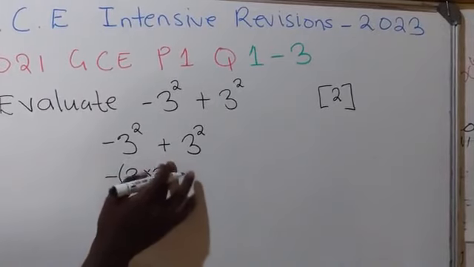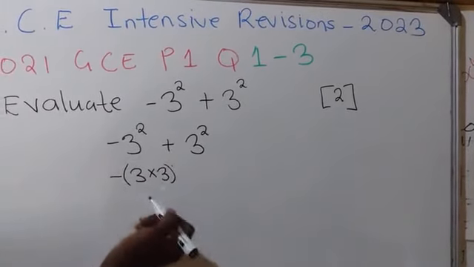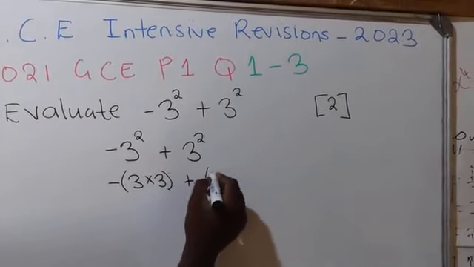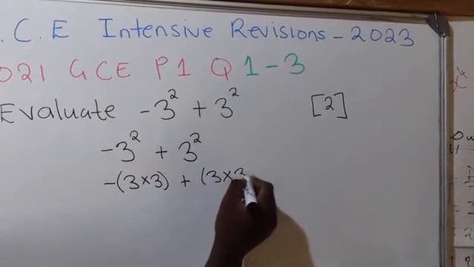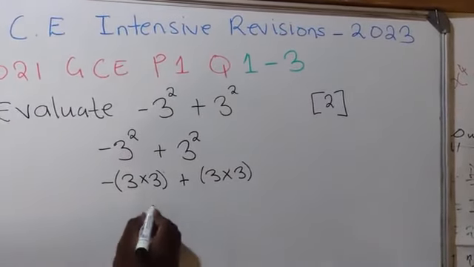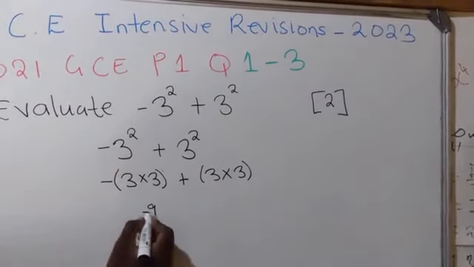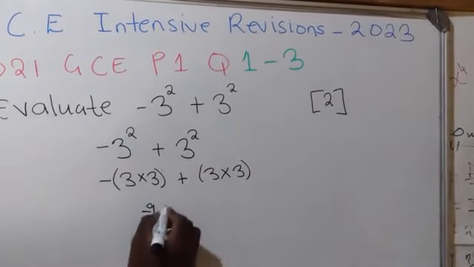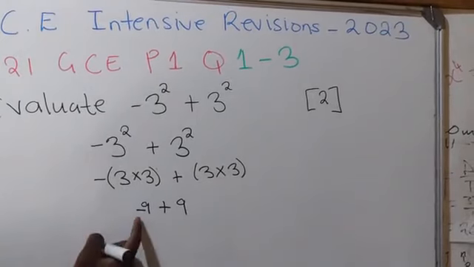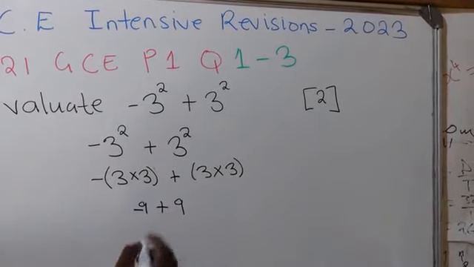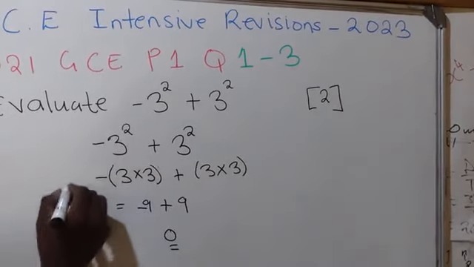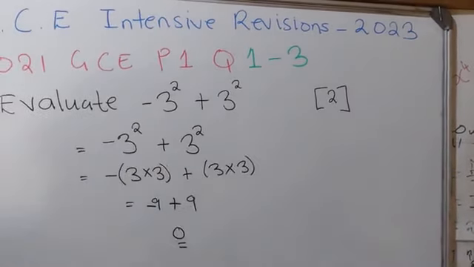So now just say 3 times 3 squared the way it is, plus this 3 squared also means 3 times 3. So 3 times 3, you're going to get a 9, then there's a negative 9 there, plus 3 times 3, you get a 9. So negative 9 plus 9, what are we going to get? A 0. So this is how best we can answer this question.